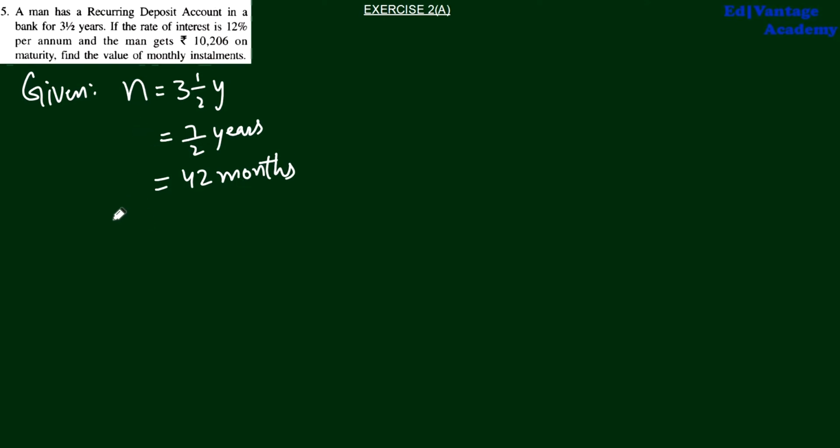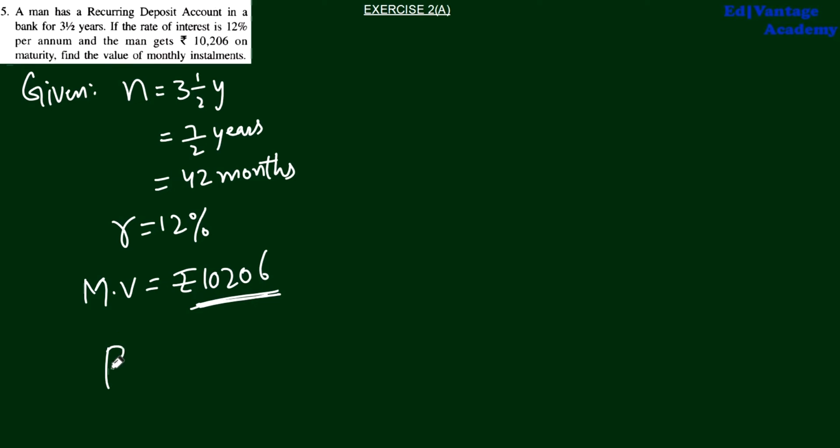If the rate of interest is 12%, fine, rate is 12%, and the man gets 10,206 on maturity. Again, they are saying 10,206 is the amount which this person is getting on maturity. So this is the sum, which is total deposit plus interest, the maturity value. Find the value of monthly installments. Same like the previous question, I have N, R, MV given, I have to find P. I will use again this formula.